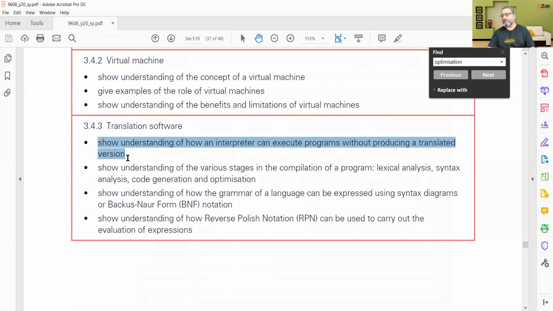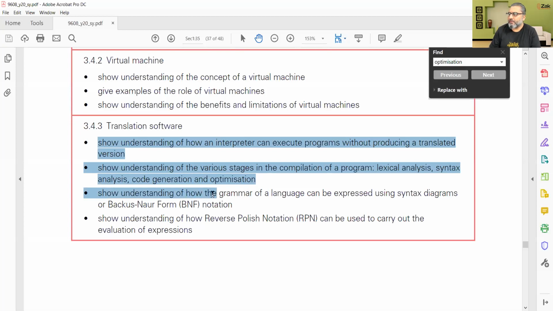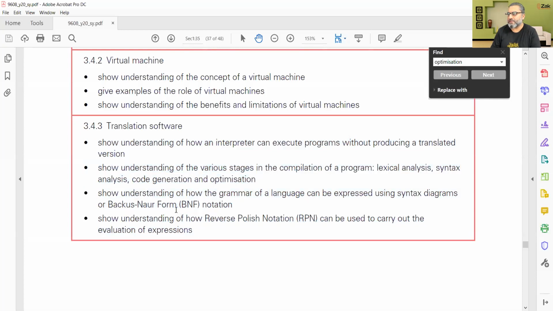This we have discussed earlier. Show understanding of the various stages in the compilation. We discussed lexical analysis, syntax analysis, code generation, and optimization today. Show understanding of how the grammar of the language can be expressed using syntax diagram or Backus-Naur form notations. We discussed it today. Show understanding of how reverse Polish notation can be used to carry out the evaluation of expression. So this particular 3.4.3 is completed. Let's solve few of the past paper questions.